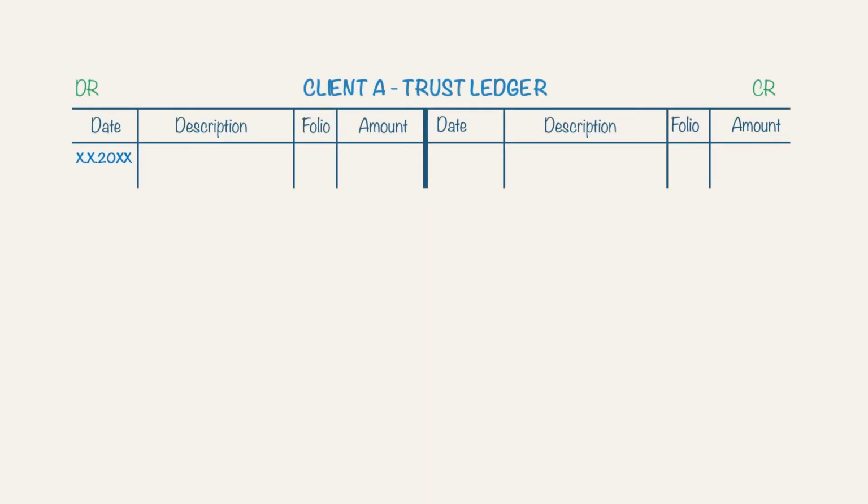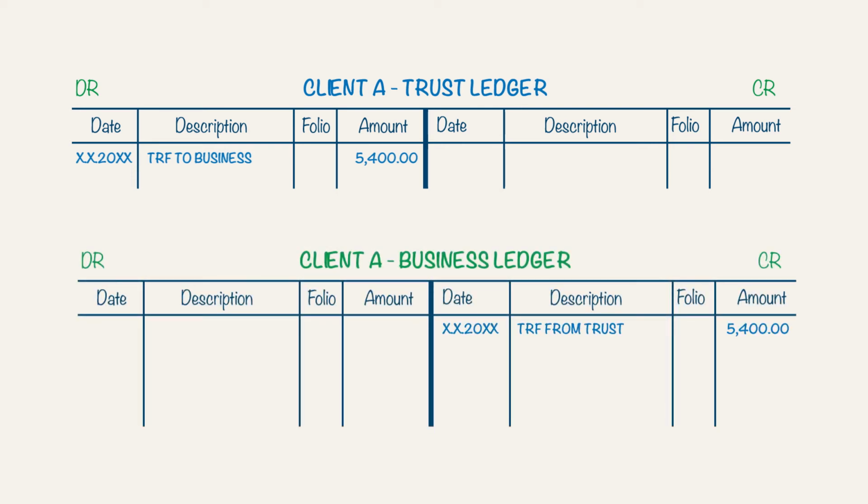The first journal entry. You debit client A in the trust ledger with 5,400 Rand. You credit client A in the business ledger with 5,400 Rand. The description is transfer funds from trust to business. The actual transfer of funds occurs when a trust check is issued or an EFT transfer is done into the business account. Now we do the double journal entry.